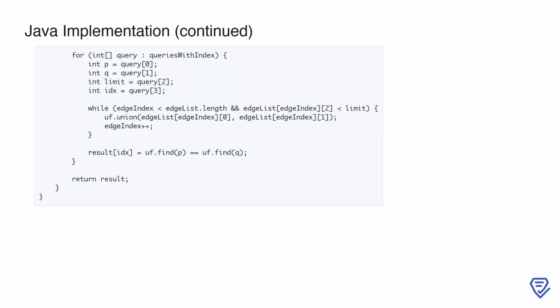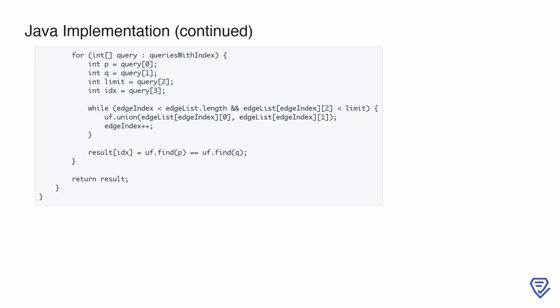Finally, we iterate through the sorted queries. For each query, we extract the nodes P and Q, the distance limit, and the original index of the query. While there are edges remaining with weights less than the current query's limit, we use the union operation to connect the nodes of those edges in our union find structure. This ensures that all relevant edges are processed before checking the connectivity for the current query.